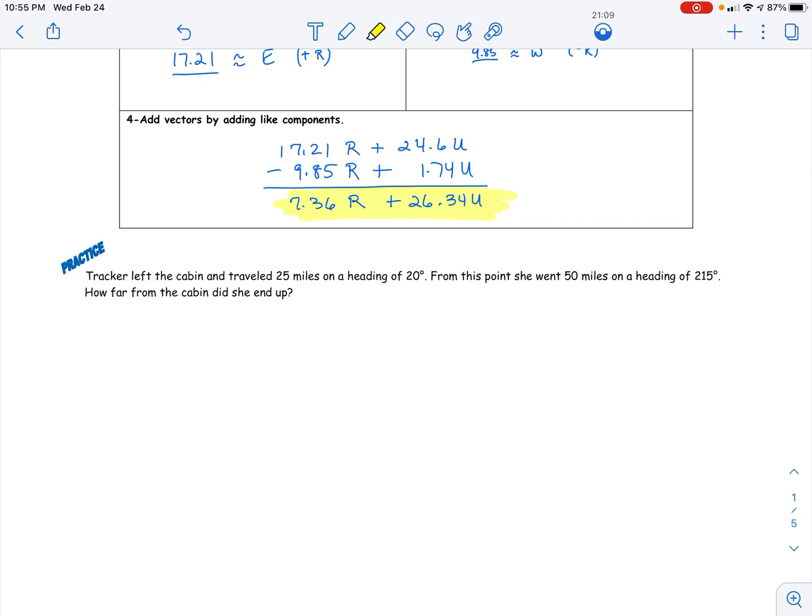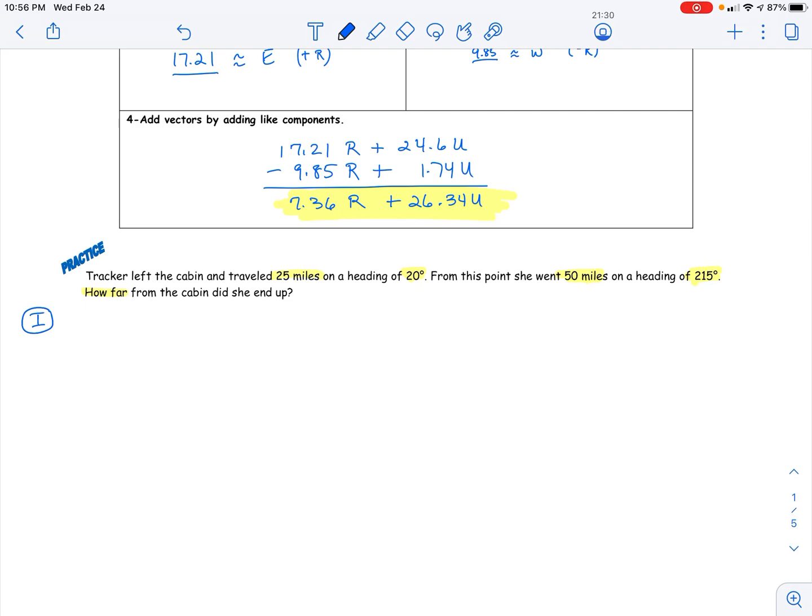Tracker left the cabin and she traveled 25 miles on a heading of 20 degrees. And from this point, she went 50 miles on a heading of 215 degrees. How far from the cabin did she end up? So we're going to do the same thing like we did before. The first step is we're going to find the first vector.